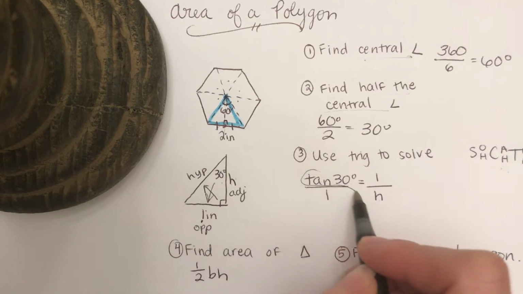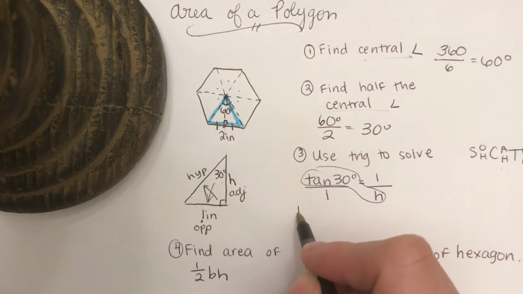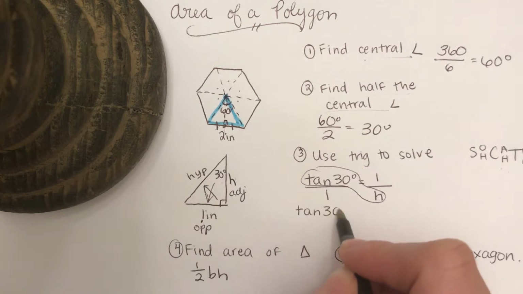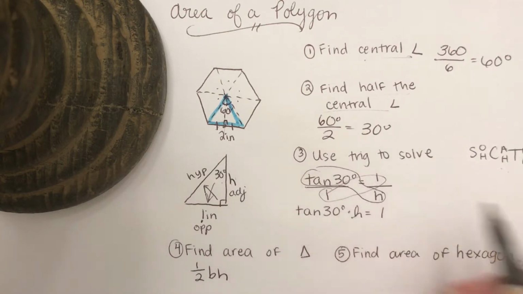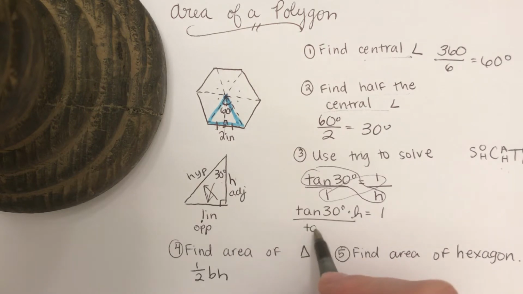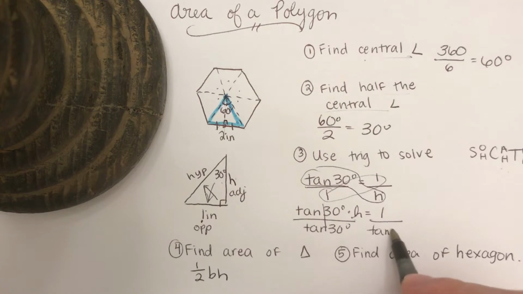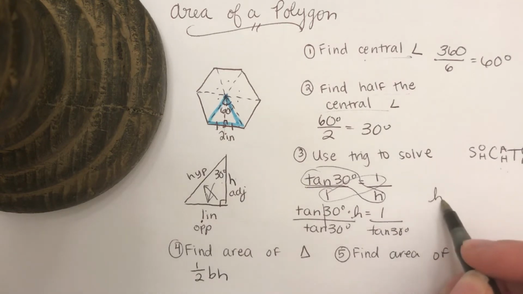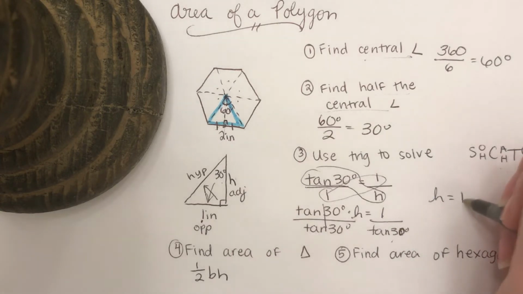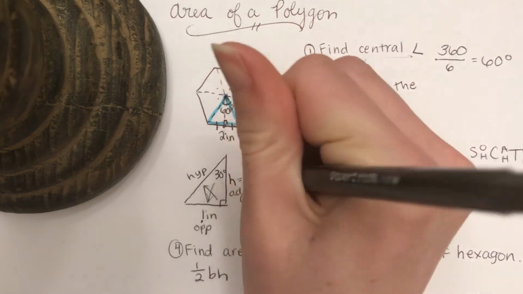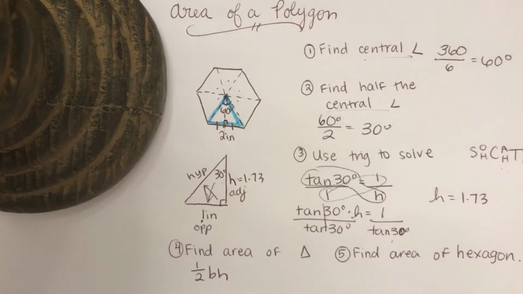So to solve for this, I'm going to cross multiply. Tangent 30 degrees times h equals 1 times 1, which is 1. To get h by itself, I need to divide by the tangent of 30 on both sides. So in my calculator, I am typing in 1 divided by the tangent of 30, and that is going to give me 1.73. So that is the height of my triangle. So step 4 is to find the area of the triangle.